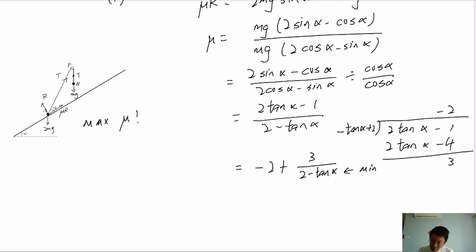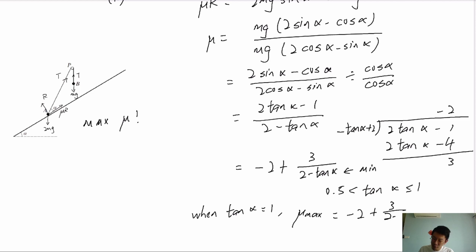Remember, in the previous part we already proved the tangent is in between 0.5 and 1. So when the tangent alpha is equal to 1, the maximum mu is negative 2 plus 3 over 2 minus 1, which gives 1 for the mu. So the maximum mu that we can get here is 1, when the tangent alpha is 1.